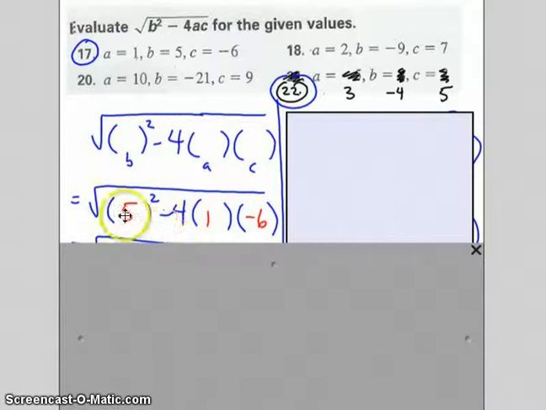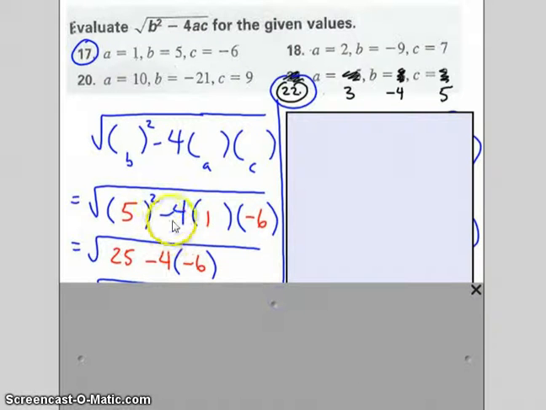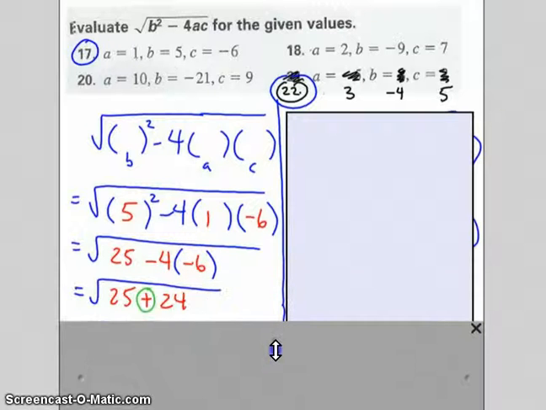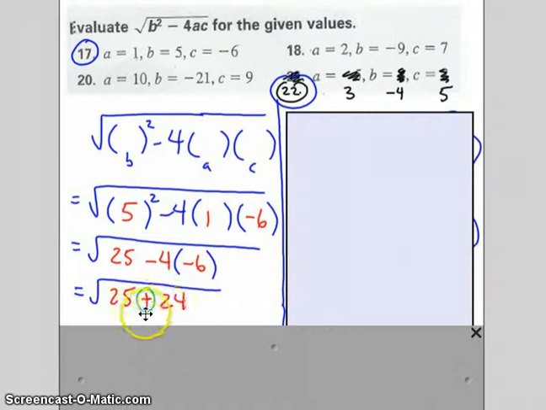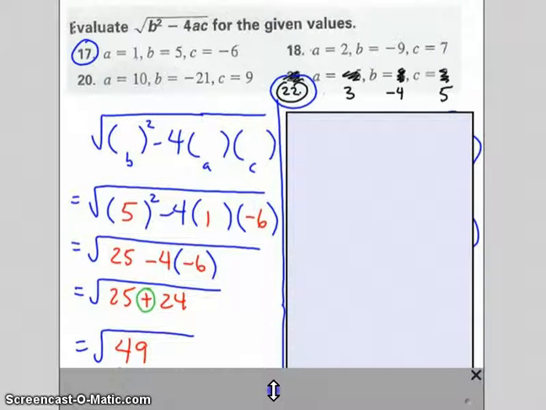Don't get confused. So 5 squared, well, that's 25 minus 4 times 1, which is negative 4. Still got to do that times negative 6. Well, minus 4 times minus 6 is positive. Make sure you notice this. Minus 4 times minus 6 is positive 24. So this is 24 plus 25, not 25 minus 24. Don't make that mistake, and a lot of people do. Well, that becomes 49. And so your answer is plus or minus 7.